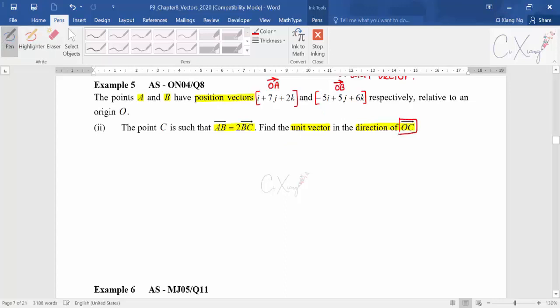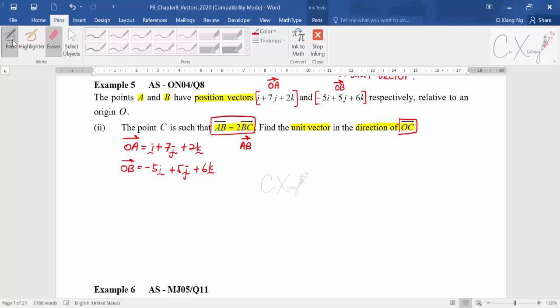So how to find OC? Again, start from the information given. I will write it here. OA is equal to I plus 7J plus 2K. And OB will be negative 5I plus 5J plus 6K. The information given here is AB equals 2BC.